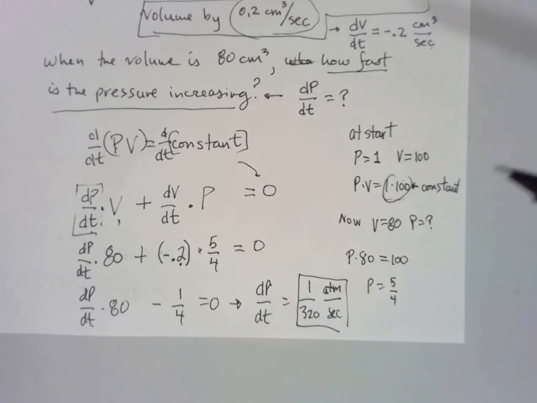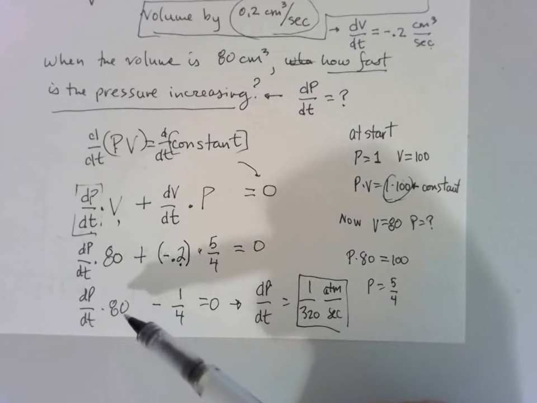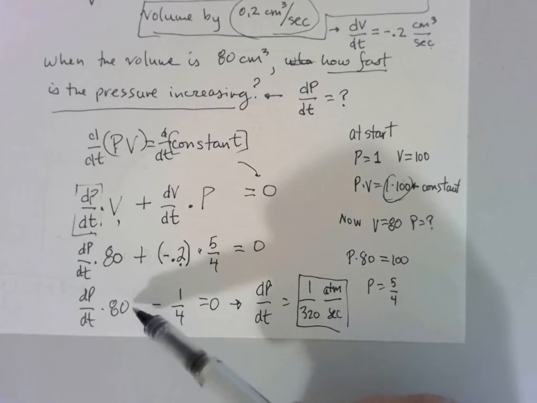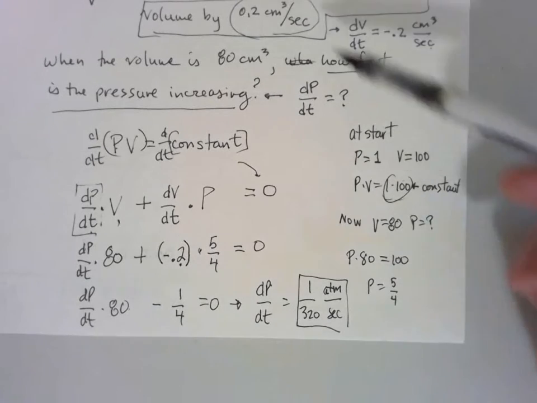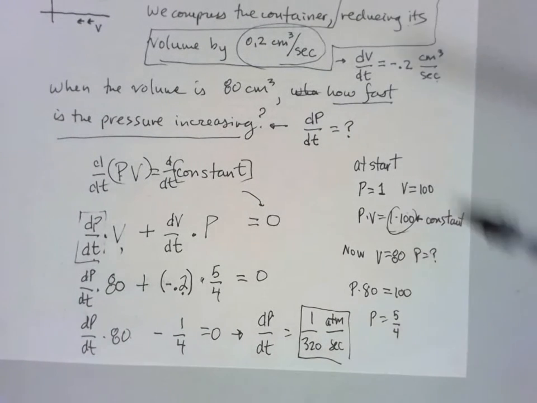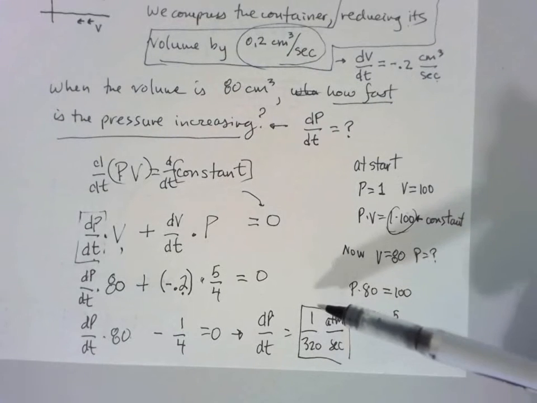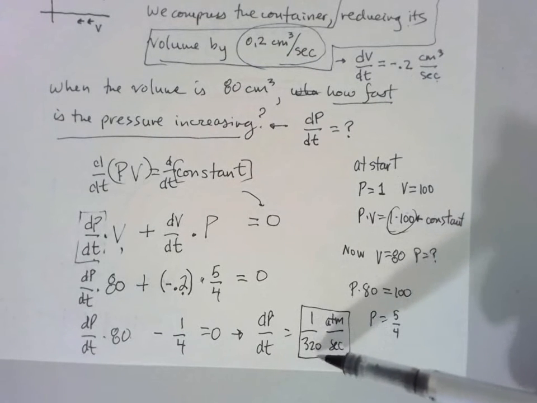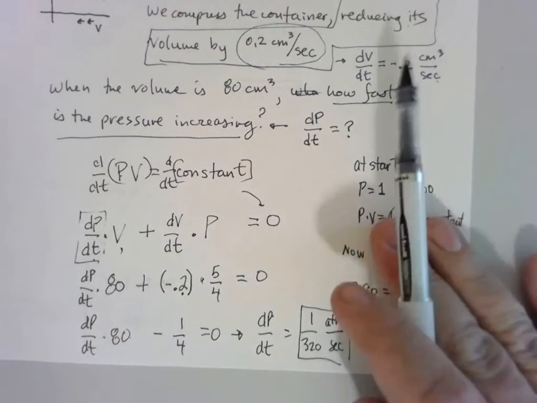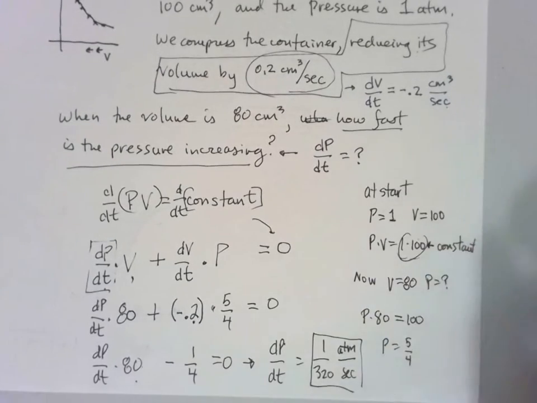So this tells me that at this point in time, when the volume had been reduced to 80 cubic centimeters, and I was compressing the volume by 0.2 cubic centimeters per second, the pressure is increasing, notice this is positive, at a pretty small rate, 1 over 320 atmospheres per second. And if we were to put in a different value here, we would get a different rate for that. So that's my first example.